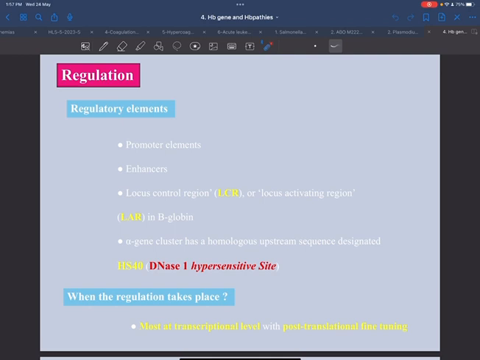And we have also another name, which is called locus activating regions, because they activate the gene expression specifically in the beta globin family, not only the beta gene itself. The alpha gene cluster is another kind of regulatory sequence, has homologous upstream sequences designated as HS40, which they call homologous sequences. And they are DNA's hypersensitive sites. What does that mean?